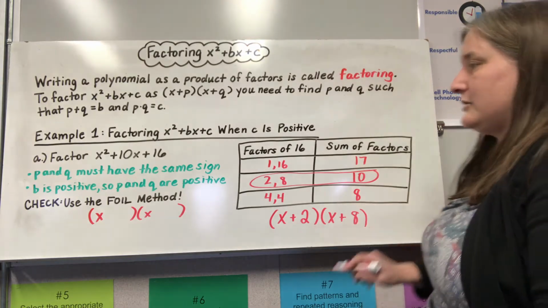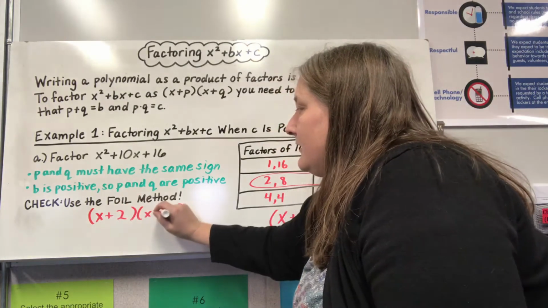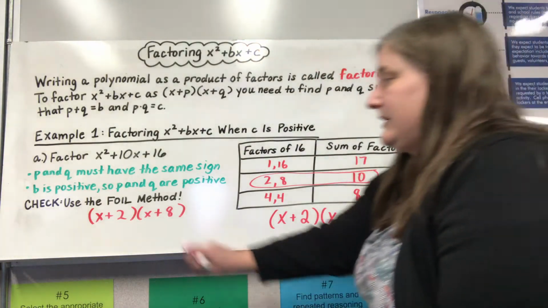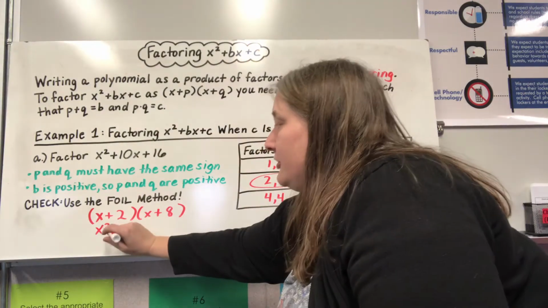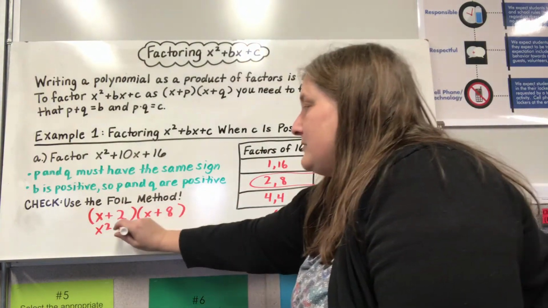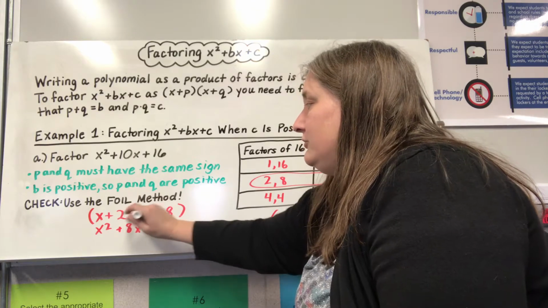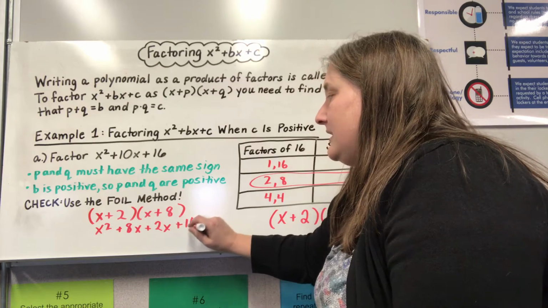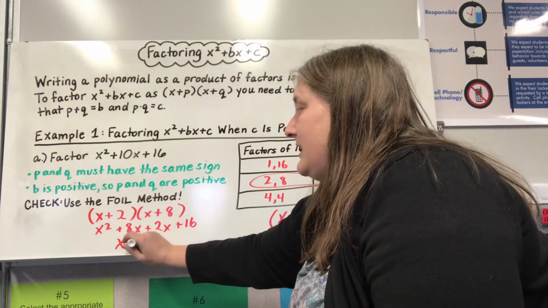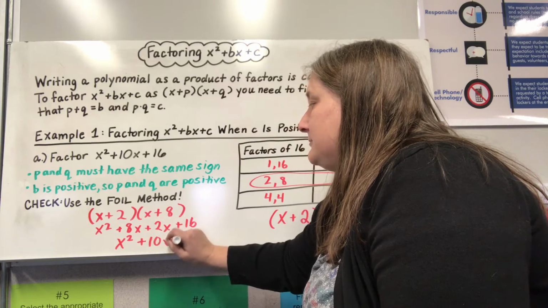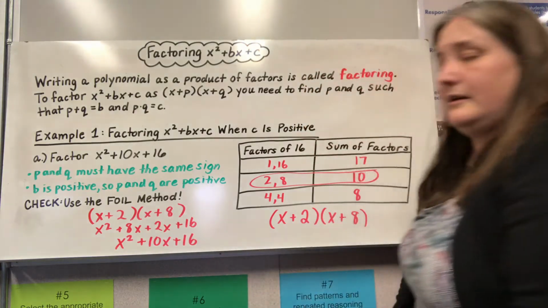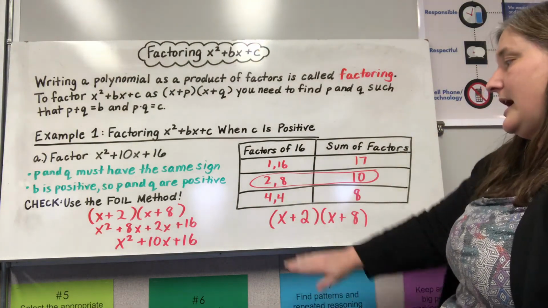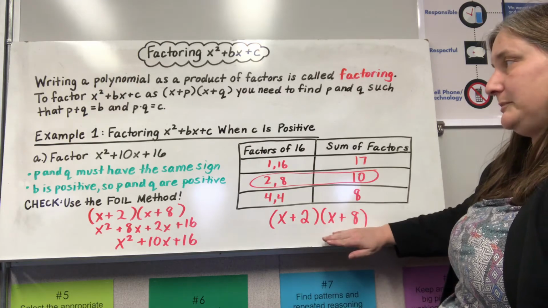But we're going to check that using the FOIL method. So FOIL says first you're going to multiply the two first values, x times x, which gives us x squared. Then you're going to do the outer ones. x times 8 would give us 8x. The inner two, 2 times x, would give us 2x. And the last, 2 times 8, would give us 16. And our two middle ones can combine to give us x squared plus 10x plus 16, which is what we started with, so we know we have factored it correctly. So our answer would be x plus 2 times x plus 8.